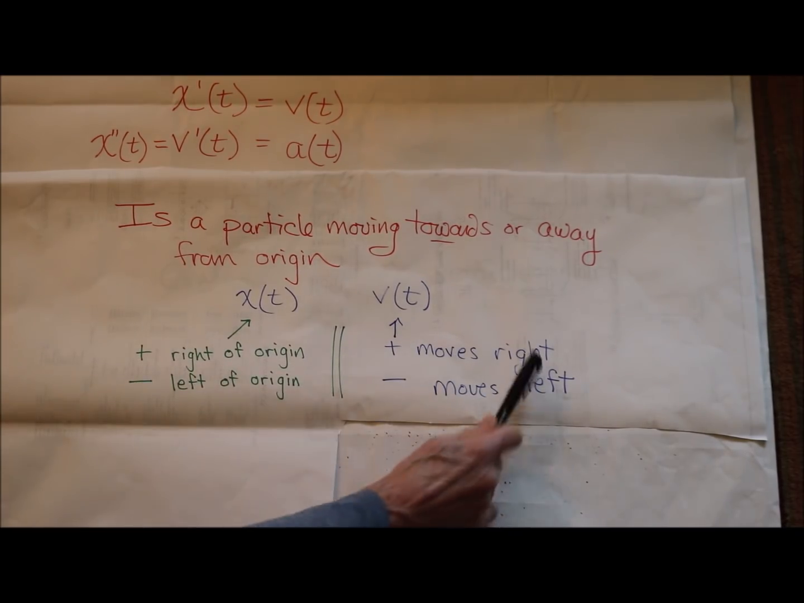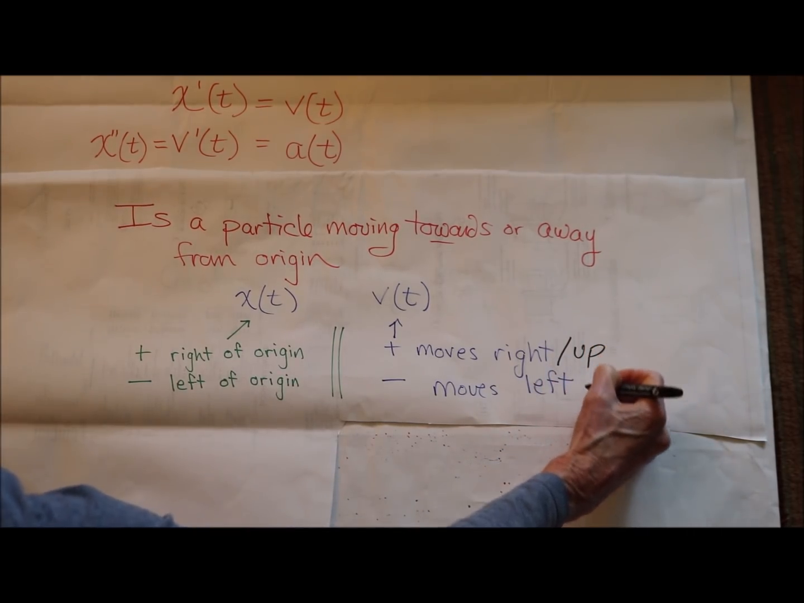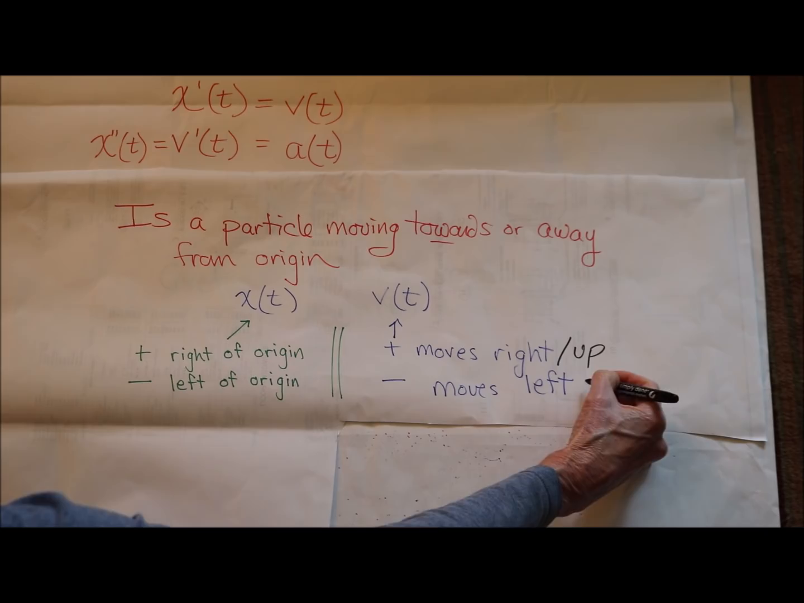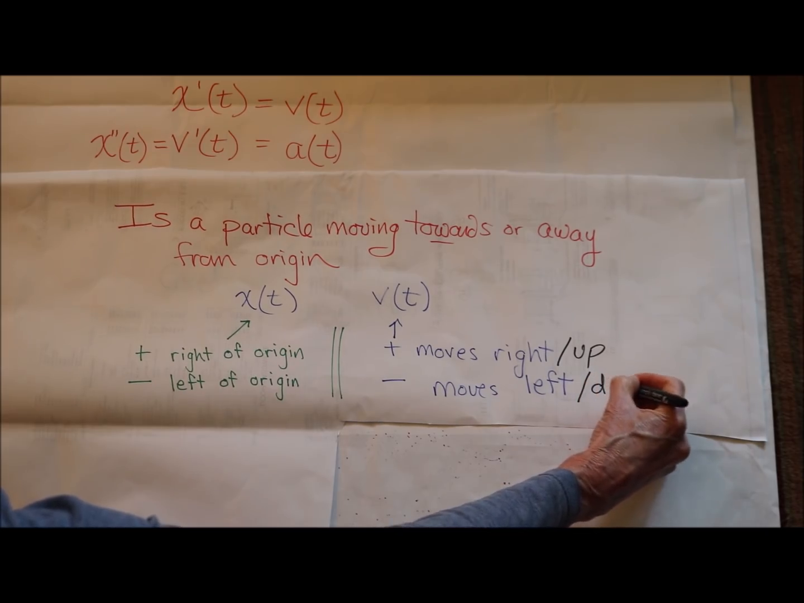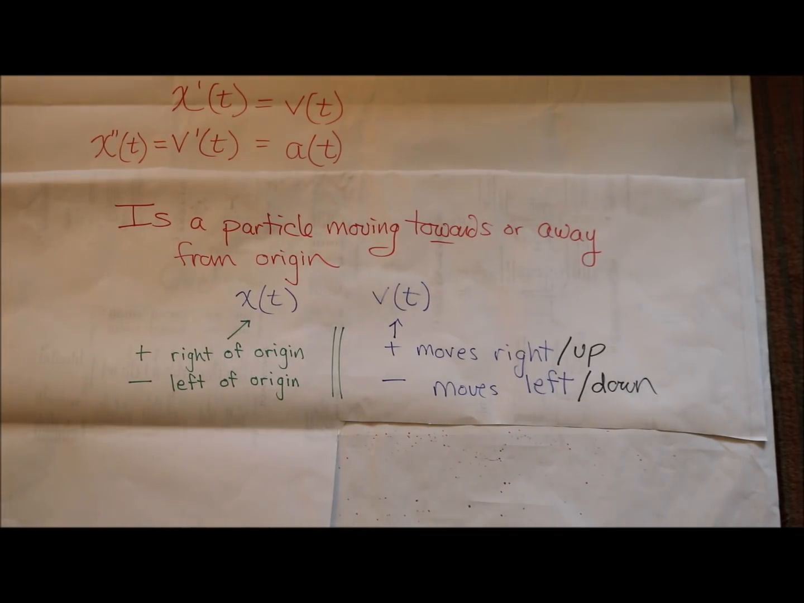Now I keep saying moving right and moving left, of course, depending on the orientation. Velocity is positive, could be up. Velocity negative could also be down, depending on the story.